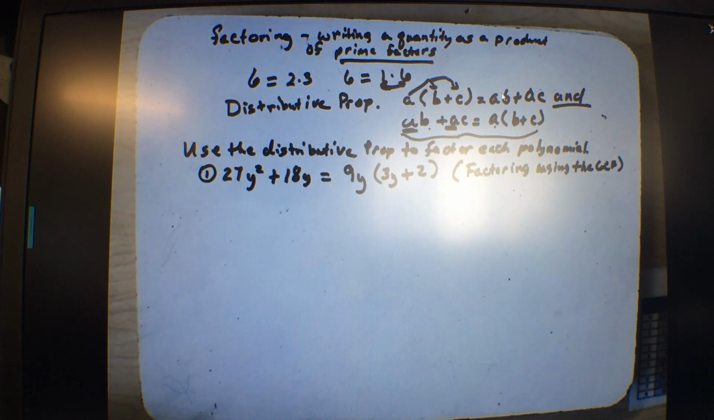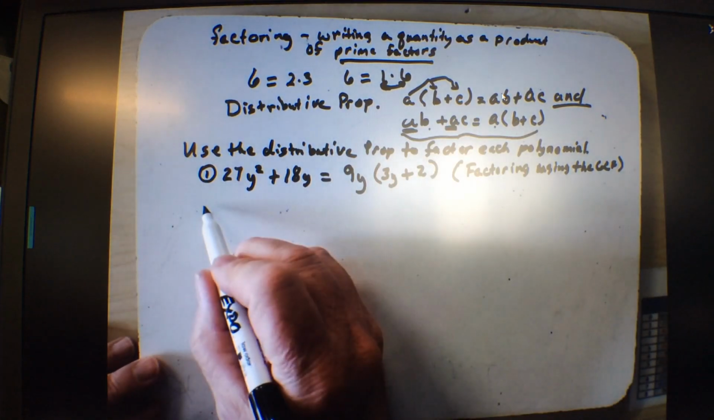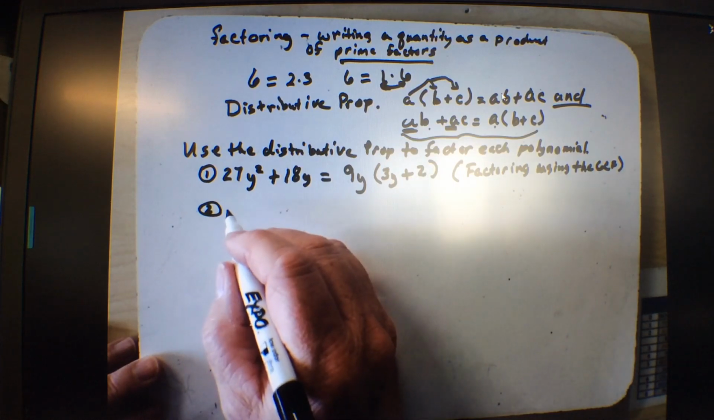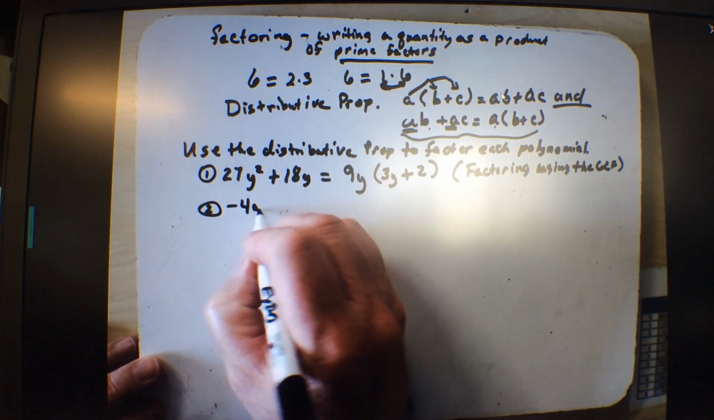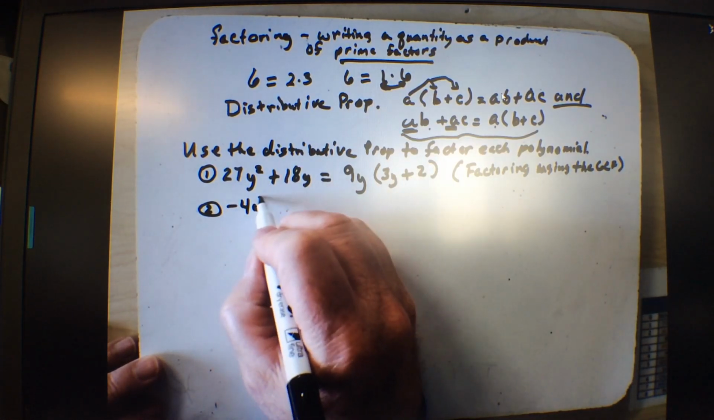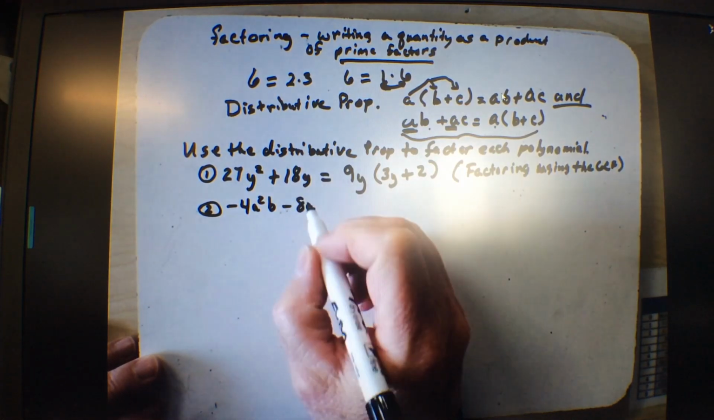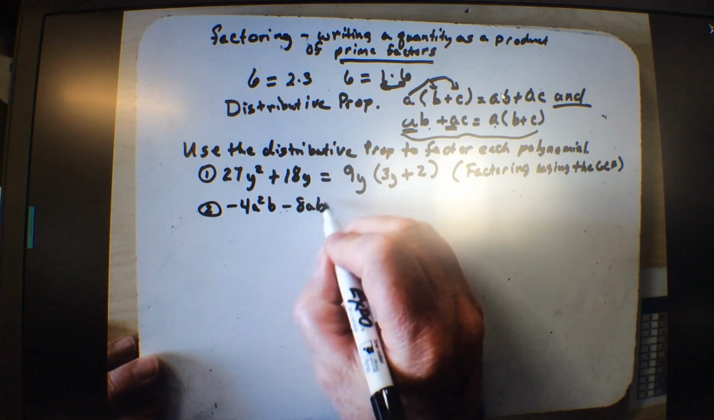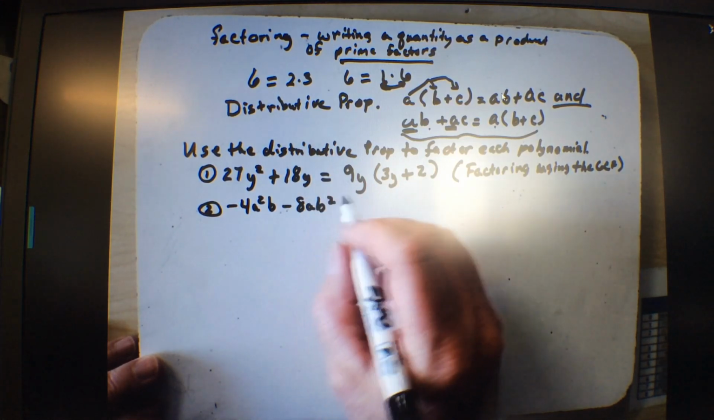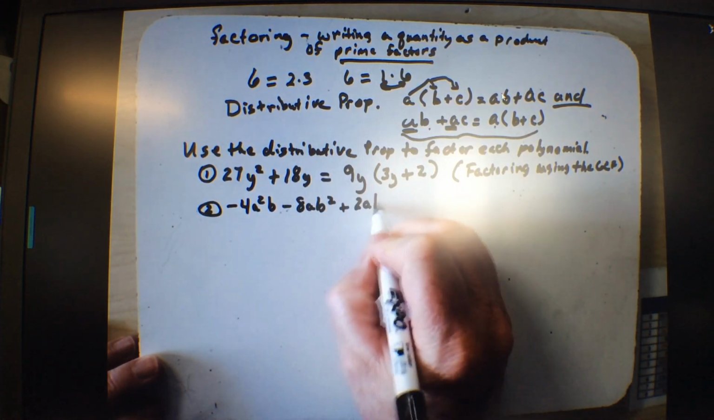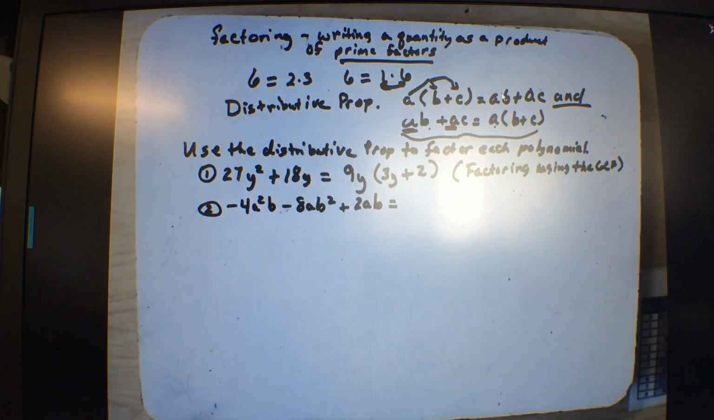All right? Let's take a look at this one. Number 2. Negative 4a squared b minus 8ab squared plus 2ab. Okay, how many terms do I have? 3. So how many terms am I going to have in my parentheses? 3. Okay, so what do they all have in common?